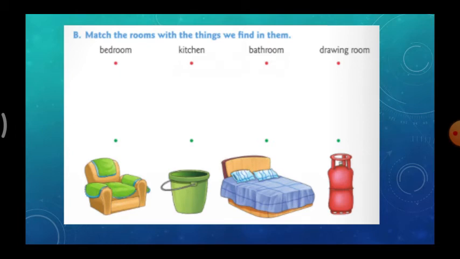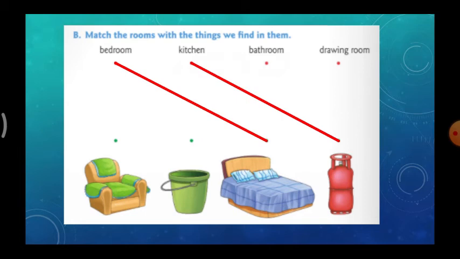So next, we have to match the rooms with the things we find in them. So shall we match? Come. First one is bedroom. In the bedroom, what will be there? Bed will be there, right? Cot. So we have to match that. In the kitchen we will use a cylinder, right? So match that. Bathroom, in the bathroom we will use a bucket. Next in the drawing room, sofa. So match these things, okay, children.